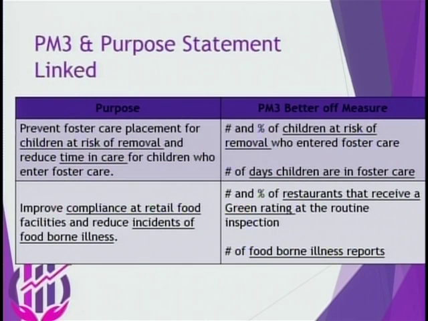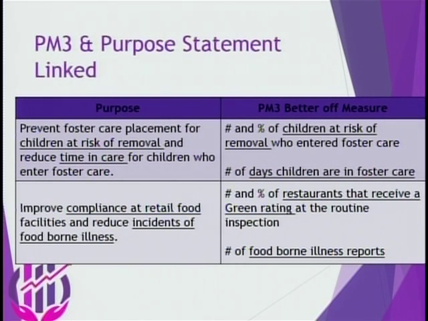The first program is looking at foster care placement. The purpose statement says, prevent foster care placement for children at risk of removal and reduce time in care for children who enter foster care. As you can see underlined, there are 2 outcome measures in this purpose statement: to prevent care placement for children at risk of removal and to reduce time in care.